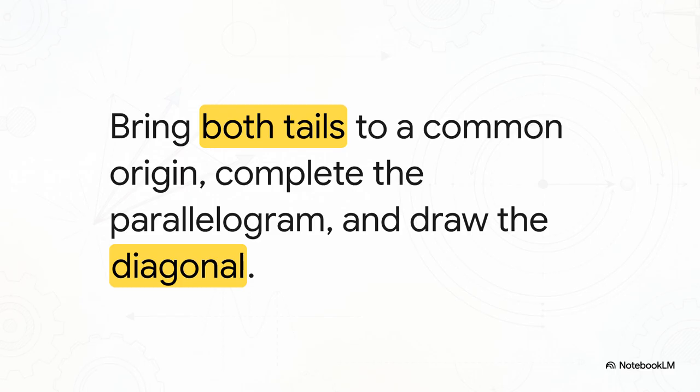You bring both vector tails to a common origin point, O. Then you simply sketch out parallel lines to complete a parallelogram shape. Draw a diagonal line right from that common origin to the opposite corner, and boom, that represents the exact same resultant vector R. Both graphical methods will get you to the exact same destination.